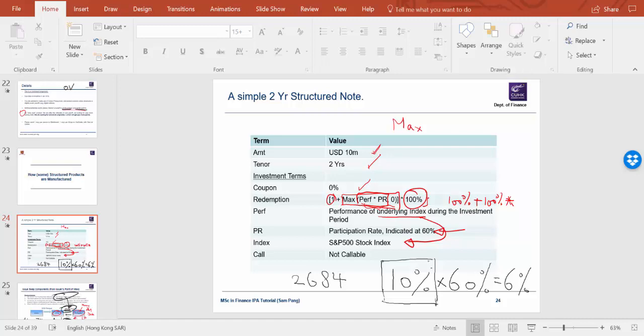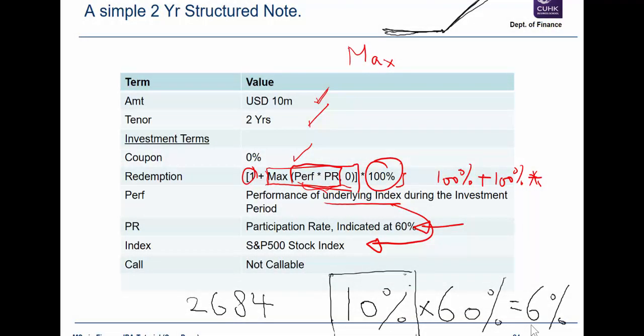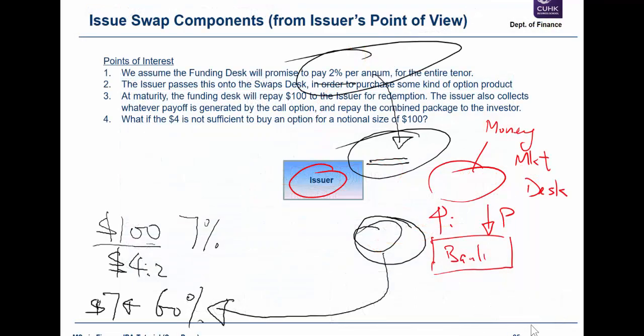If it goes down, do you have any losses? No, you don't. What is that a representation of? It's the classic call option payoff, isn't it? And that is precisely what's behind a trade like that, ladies and gentlemen. There is a call option. Now, how do you price something like this? Well, again, it isn't difficult.